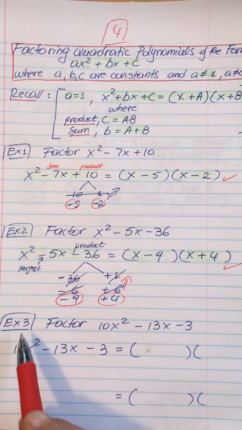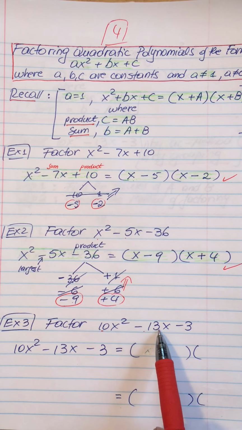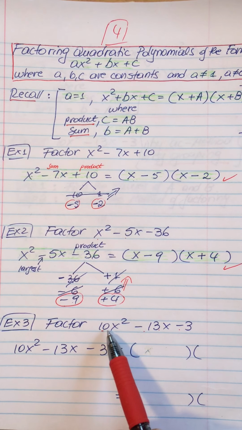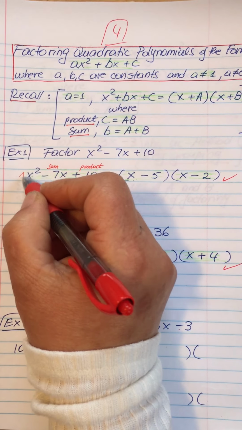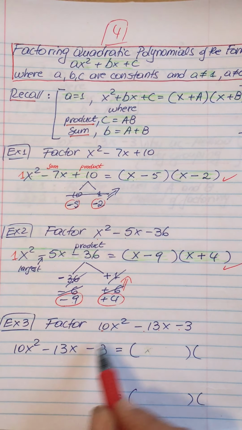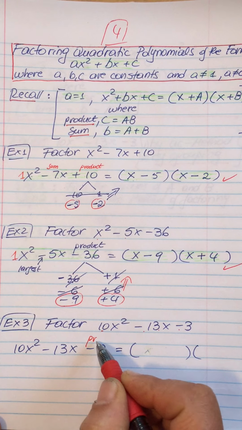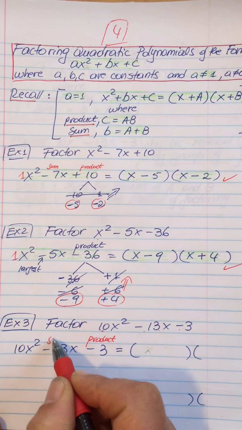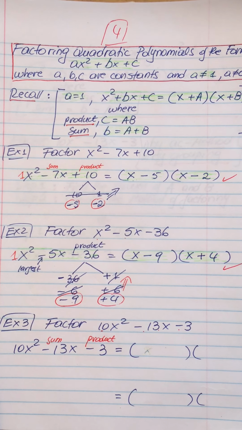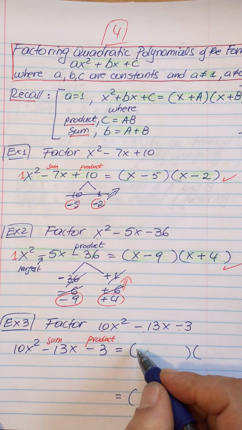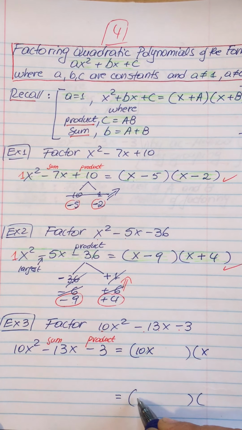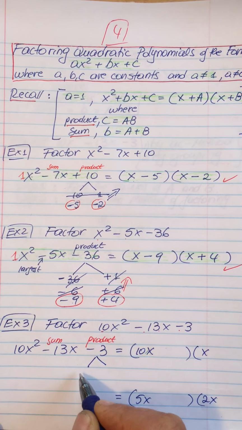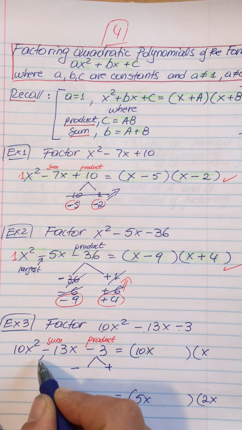Done. Now, if I want to factor 10x squared minus 13x minus 3, the coefficient of x squared is not 1 anymore, but 10. I again consider the constant as the product of the numbers that I am looking for. I have two cases, because 10x squared is written as 10x times x and also as 5x times 2x. The product is negative 3, which means different signs, and the largest will be negative.